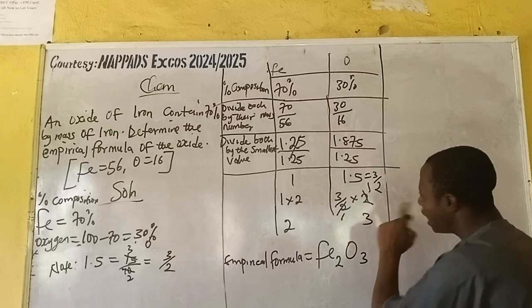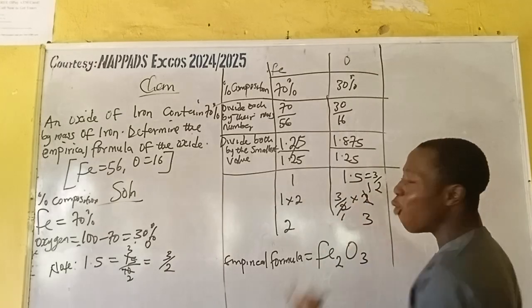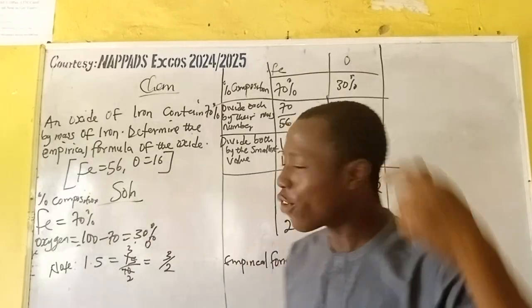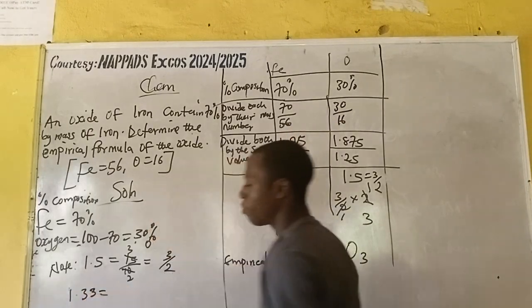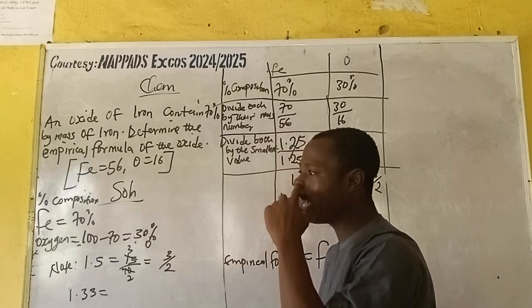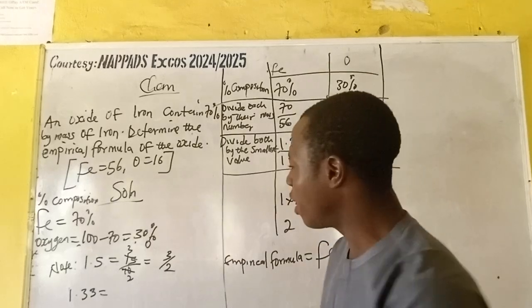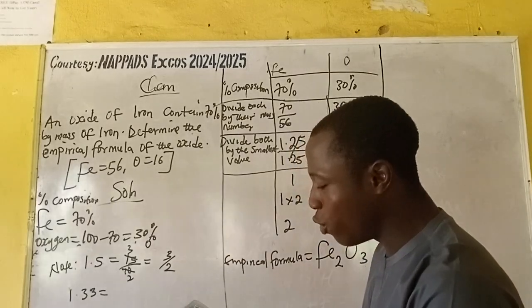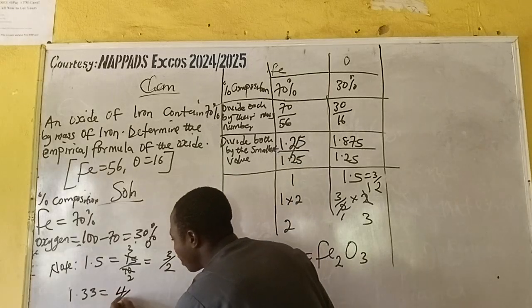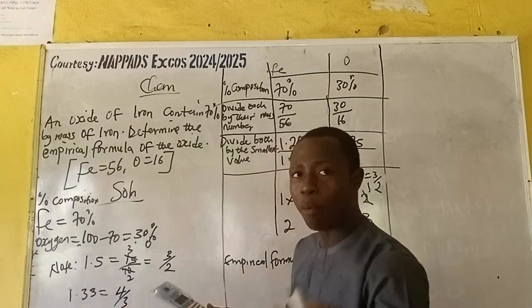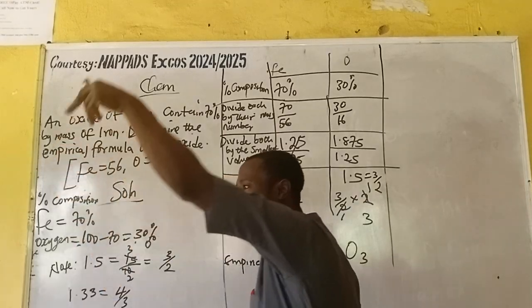Look at what I did. If I have 1.5, I don't approximate it. I convert it to a fraction. Also, if you're having 1.33, don't say you are going to approximate 1.33. What does it give you? It is 4/3, because 4 divided by 3 is 1.33.